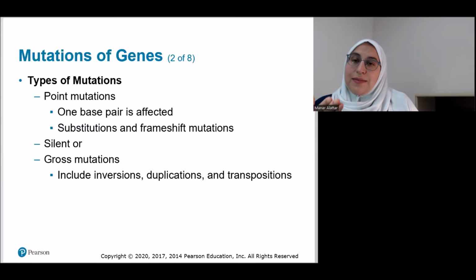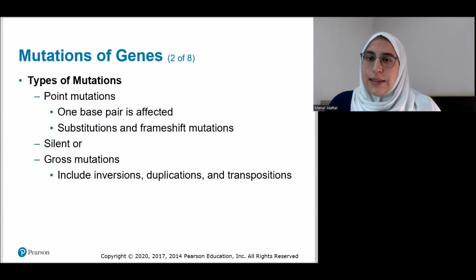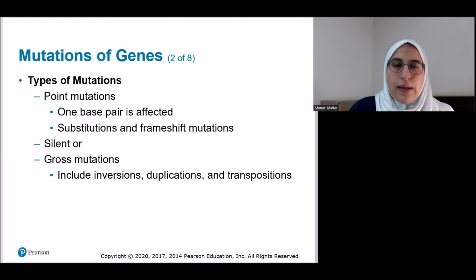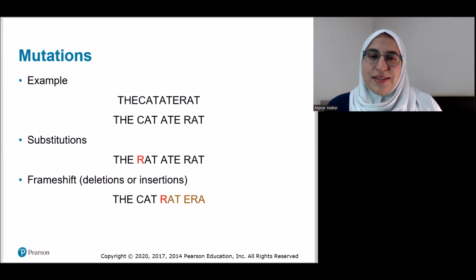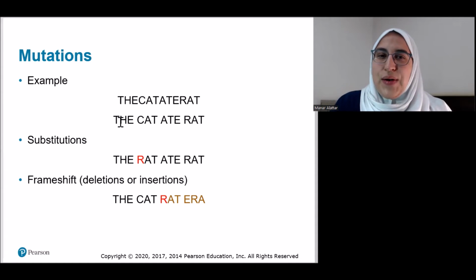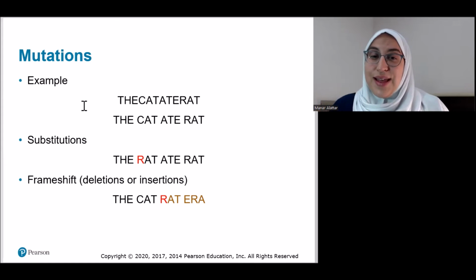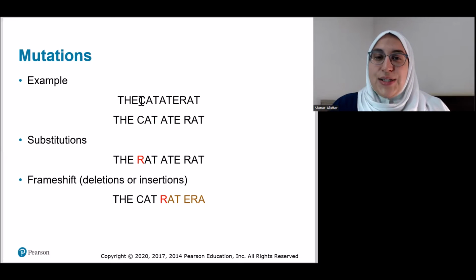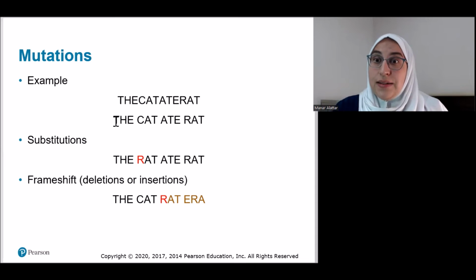And the mistake, if it's made, can affect the production of that gene or that protein, or it may not. It depends on the type of mistake that is made, and it depends on the ramifications of that mistake. So we're going to go back to that sentence that we had used earlier in chapter 7. If we think of the code in the DNA as we're replicating it as a series of letters, THECATATERAT, right? And that means to us the cat ate rat.